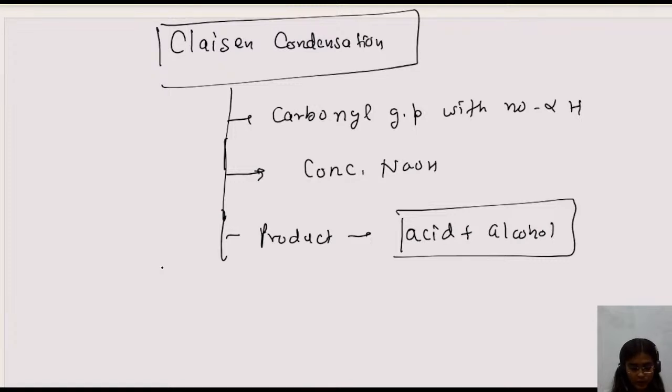Wait, I said Claisen condensation, right? That's not Claisen. I'm sorry, it's the Cannizzaro reaction.